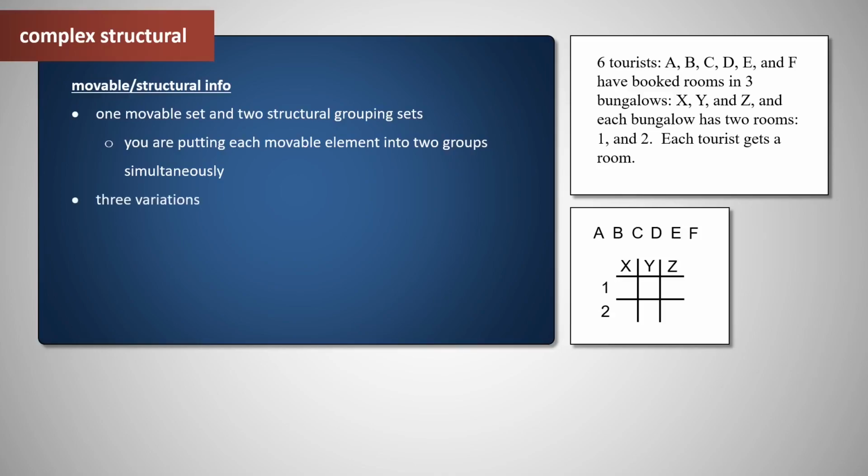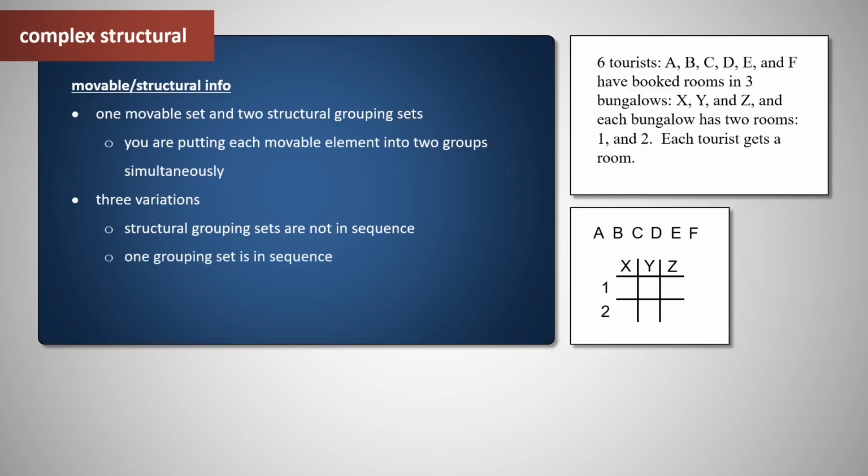So there are 3 possible variations for these complex structural games. You can have structural grouping sets that are not in sequence, and that's what we have here. There's no sequence involved. We just know that there are bungalows X, Y, and Z, and we know that there are rooms 1 and 2, but we don't know where X is and where Y is. It's not like the bungalows are in a row or the rooms are in a row. So there's nothing dealing with sequence here, but we still have the 2 structural groups.